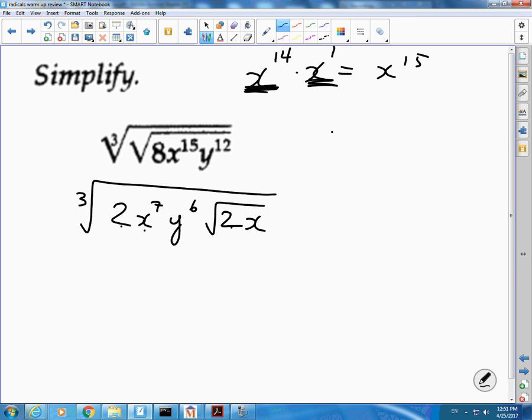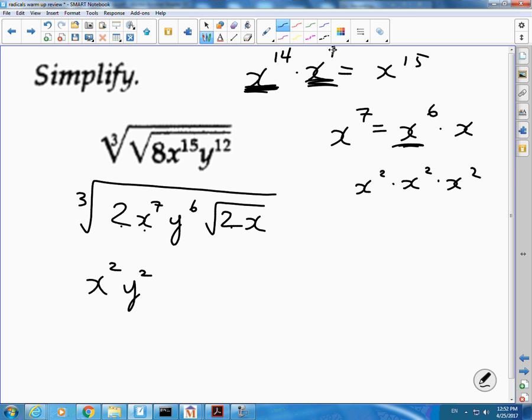But x to the 7 does have an x to the 6 times x. And x to the 6 is a perfect cube. It's x squared times x squared times x squared. So that means that this x to the 7 has an x squared that comes out. Y to the 6 is, of course, y squared when you cube root it. Then there's all the stuff that's still trapped in the cube root.